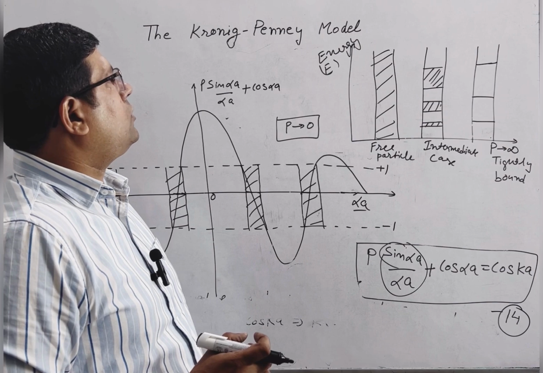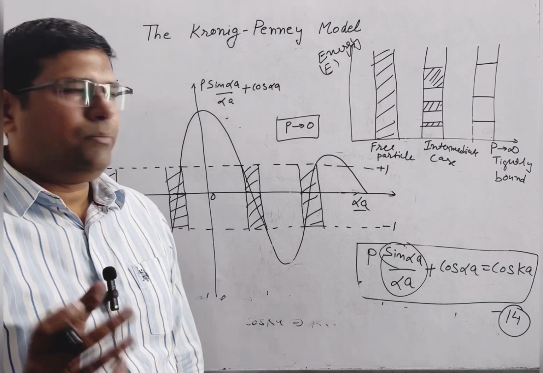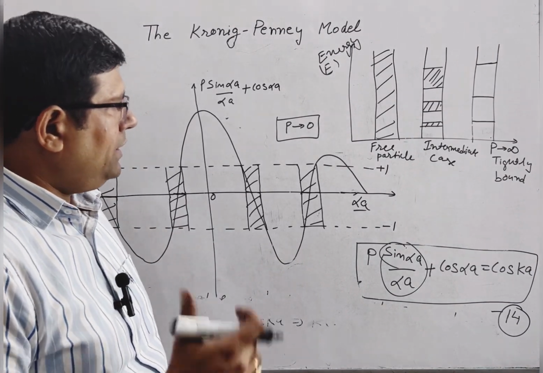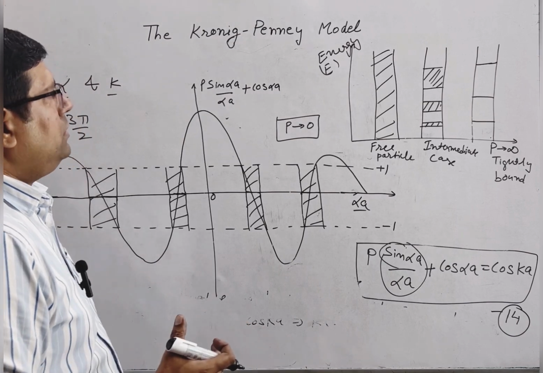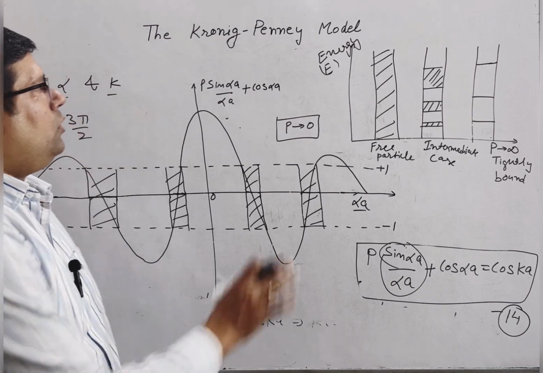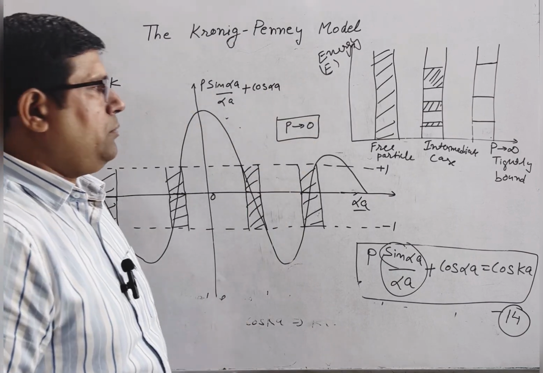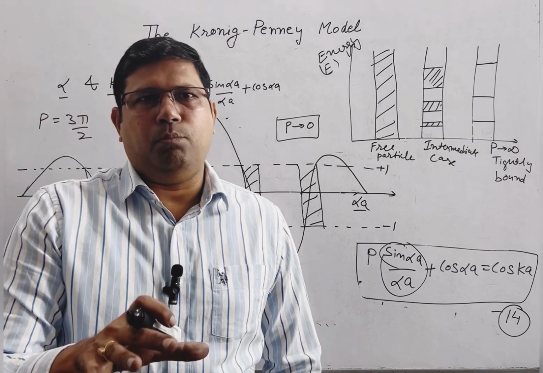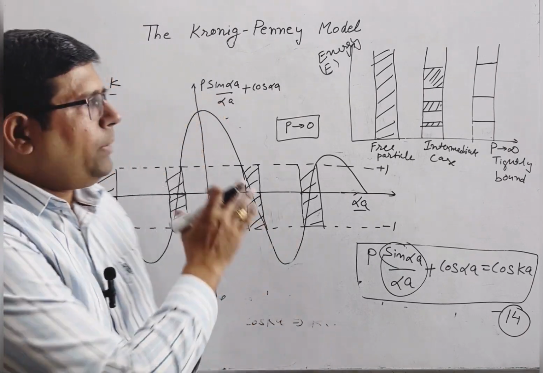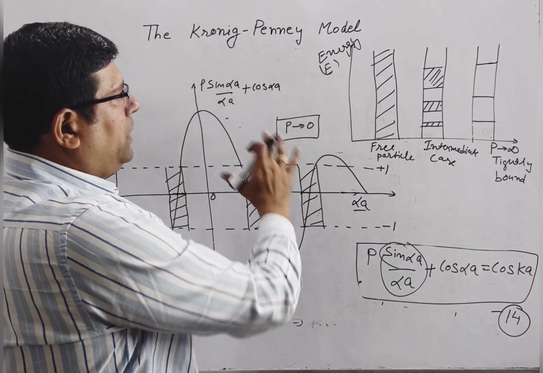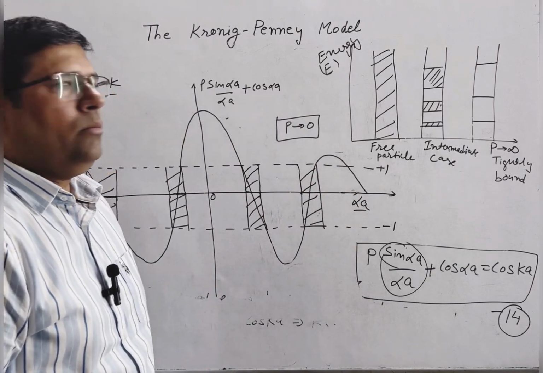I have explained the Kronig-Penney model in detail and in a simplified way. And in next lecture, we will discuss the band theory on the basis of Kronig-Penney model. This is the basis of band theory. Whole band theory will be explained by this Kronig-Penney model.